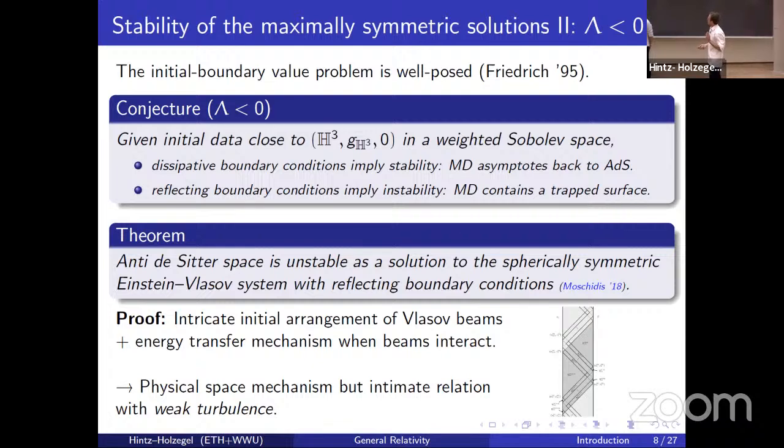So I just want to say one sentence about the proof. The proof is a completely physical space argument. It consists in cooking up a very intricate initial arrangement of Vlasov beams, which get reflected at the boundary many times. And he identifies an energy transfer mechanism that happens with every reflection, which allows to move energy from the lower beams into the top beam, and eventually the energy will concentrate so much that you form a trapped surface. So that's a physical space mechanism, but there's an intimate relation with weak turbulence.